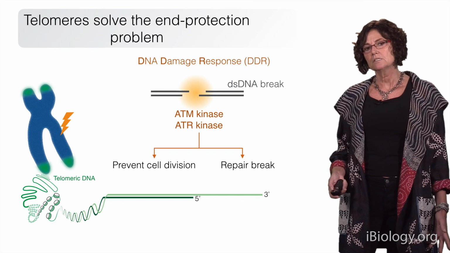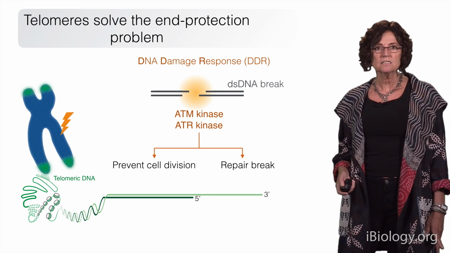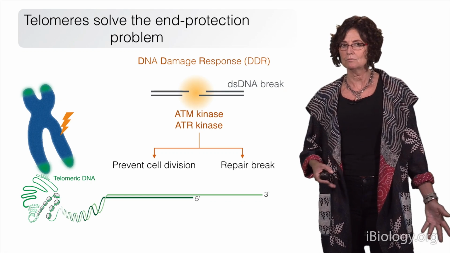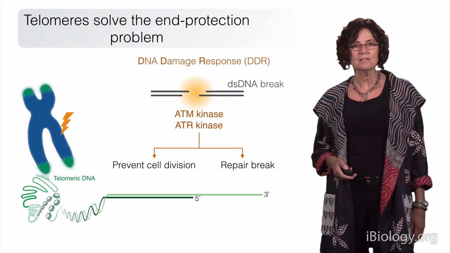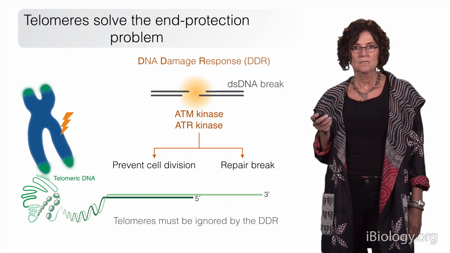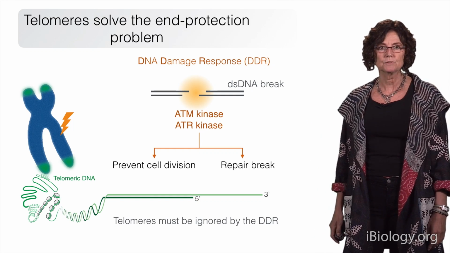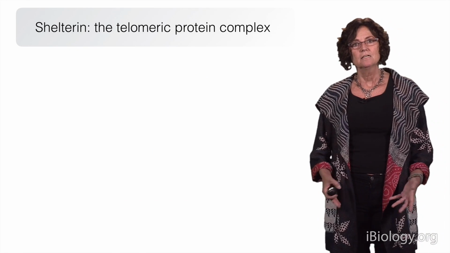Of course, the telomere looks just like a broken piece of DNA, and yet these kinases should not become active at the chromosome end, otherwise the cells would never divide. And cells might try to repair their telomeres, which would lead to a mess in the genome. So telomeres must be ignored by the DNA damage response. How does this work? Well, the DNA is inert.